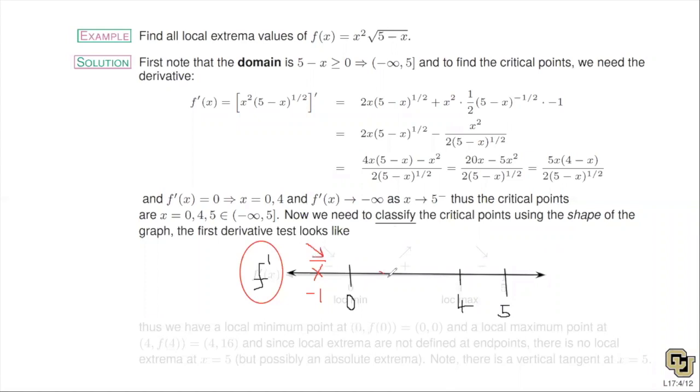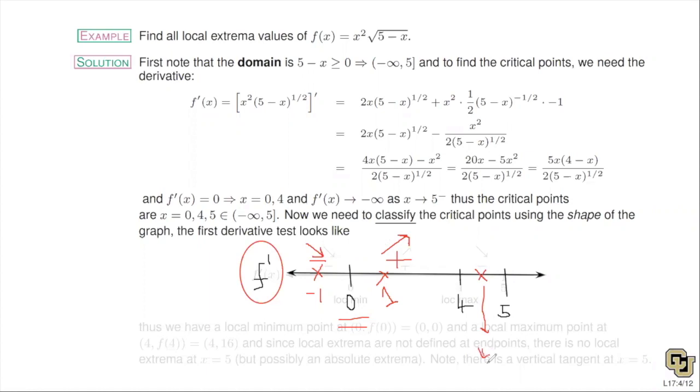Between 0 and 4, I'm going to pick 1, the easiest thing to plug in. I plug 1 into the derivative and get 5 times 3 over 2 times the positive square root of 4. Positive times positive divided by positive. The derivative is positive between 0 and 4, so I know it's increasing. So there's a local min at 0, because you see the pattern: it decreases, then increases.